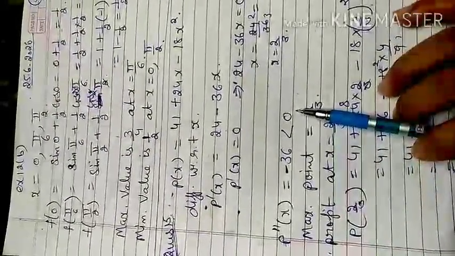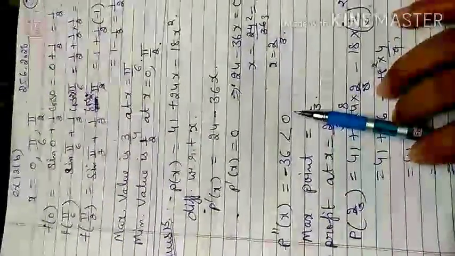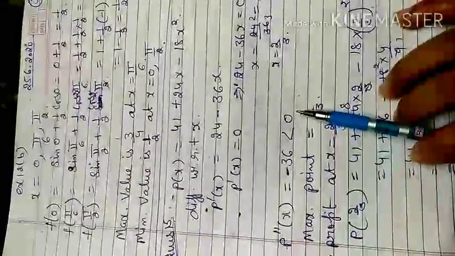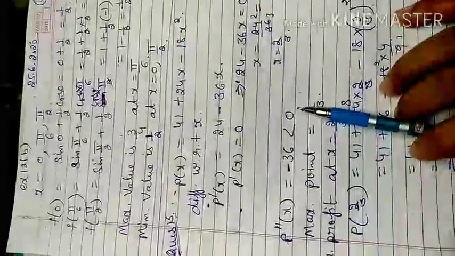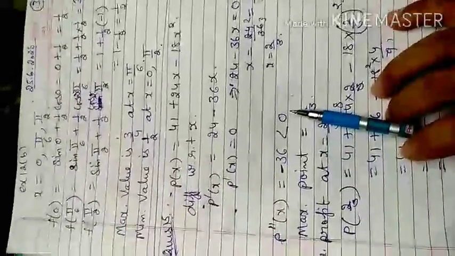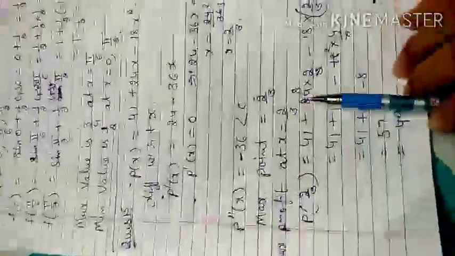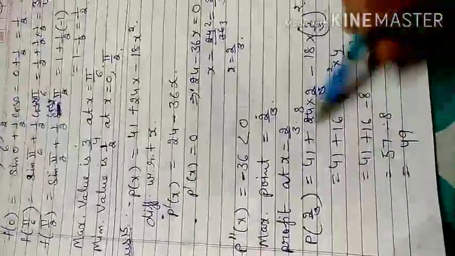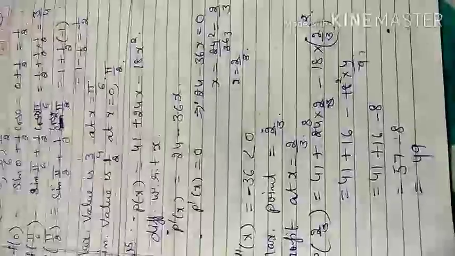That means that is the maximum point, if double differentiation is negative, because it is moving from positive to negative position. Minimum point means moving from negative to positive position. In that case, we check that the double differentiation is positive. Here the maximum point is 2 by 3, and to find the maximum value, apply 2 by 3 in your original equation. So when we calculate, we got 49.